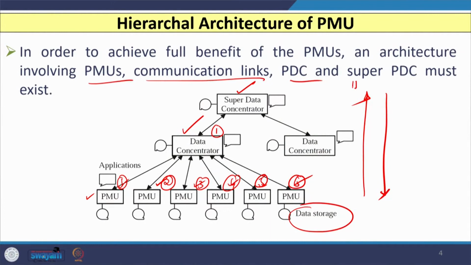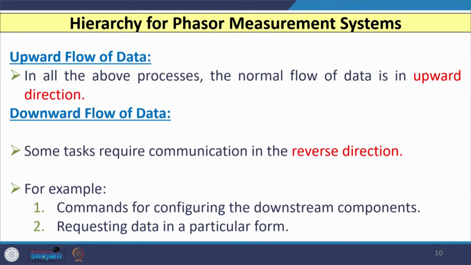Now, as I told you in the hierarchical diagram of phasor measurement systems, in most cases the normal flow of data is in the upward direction. So, as I told you here, the normal direction of the flow of data is like this, upward only. However, sometimes in certain cases the reverse flow of data is also possible, particularly, for example, when there are commands for configuring the downstream components, then in that case a reverse direction from the PDC to the PMU level or maybe further is also required.